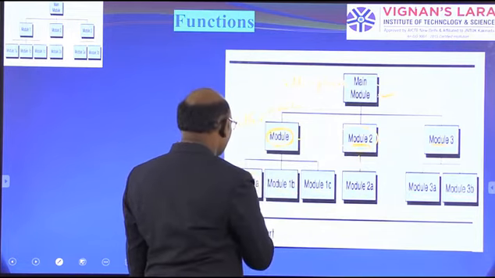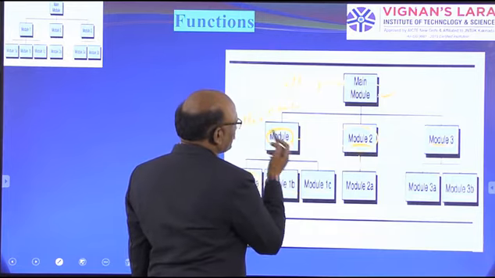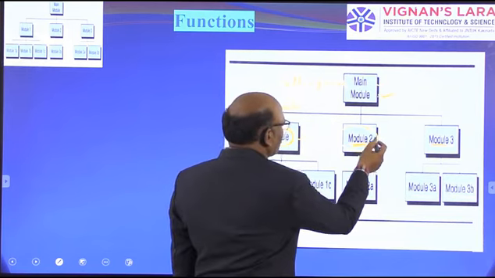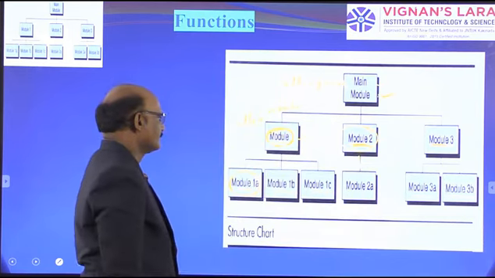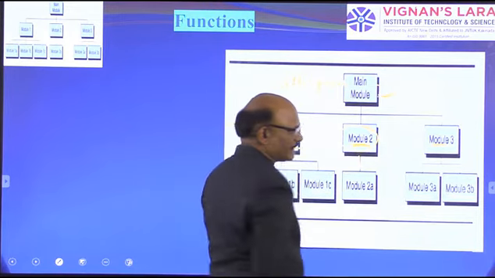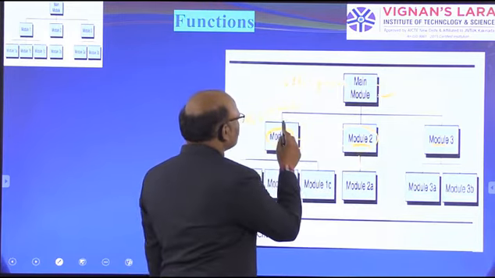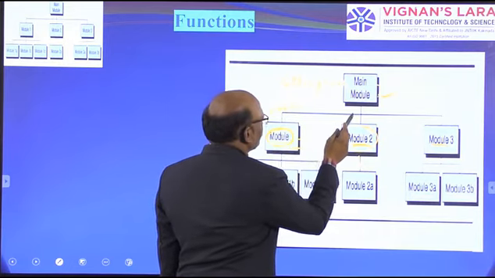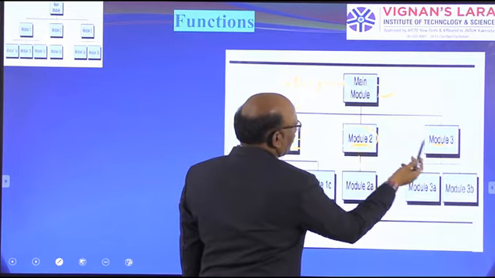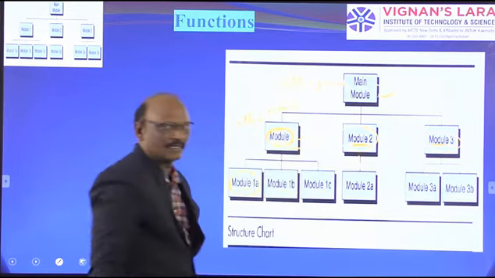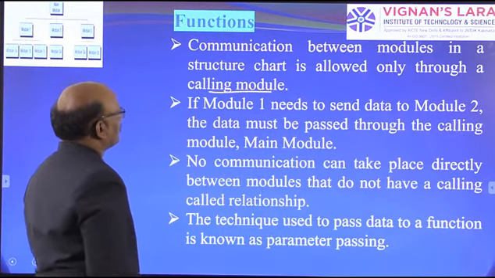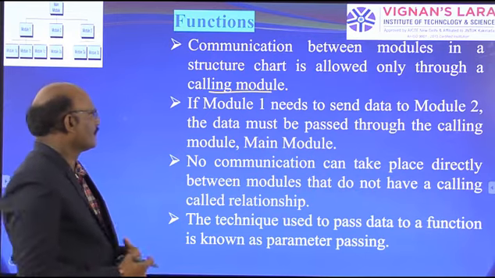So module 1A transfers the information to module 1. From module 1, it goes to the main module. From that, module 2 will receive it. Suppose module 1 wants to communicate with module 3. First, module 1 transfers that information to the calling module, which is the main module. From the main module, module 3 receives the information. Like that, the communication will happen between the modules.